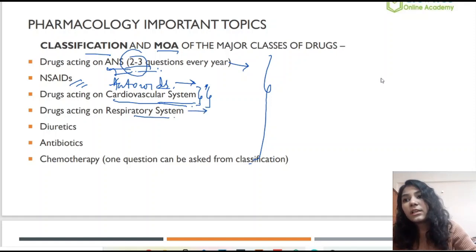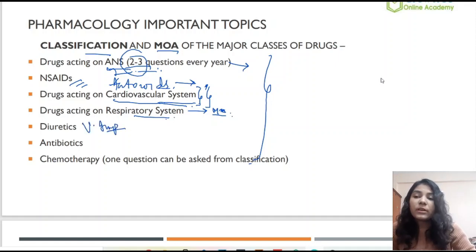And the next one is the drugs acting on the respiratory system. This is a very short and easy chapter, so go through it once, going through the mode of action and side effects. And the next chapter is diuretics, and this is a very important chapter. Even in the 2020 paper, if you look, you will easily find 2 to 3 questions related to diuretics.